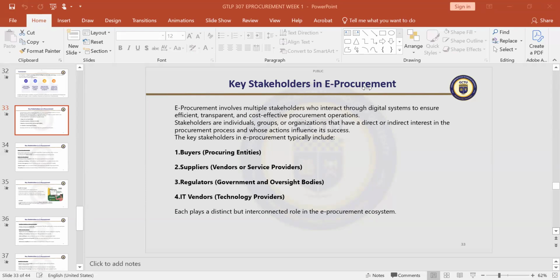All right, we have a few slides to finish, which is not difficult because we talk about the key stakeholders, those who are involved in e-procurement activities. That is the buyers, suppliers, regulators, and then the IT vendors, and what each and every one does, which is very easy, right? The work of the buyers, the work of the suppliers, regulators, and then the IT vendors.